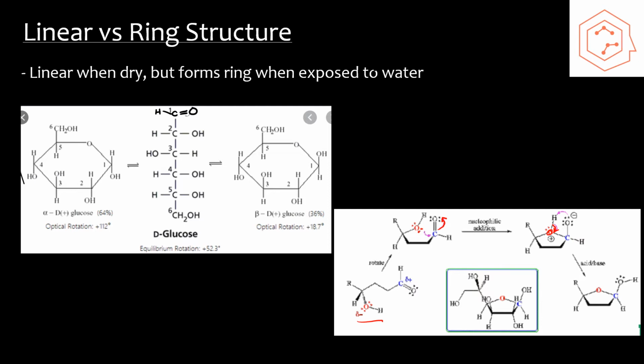So why is this beta glucose? I discussed this in the last slide. We see that the OH group is on the top. So what letter has a tail that points to the top? That is B. Therefore, it is beta glucose.